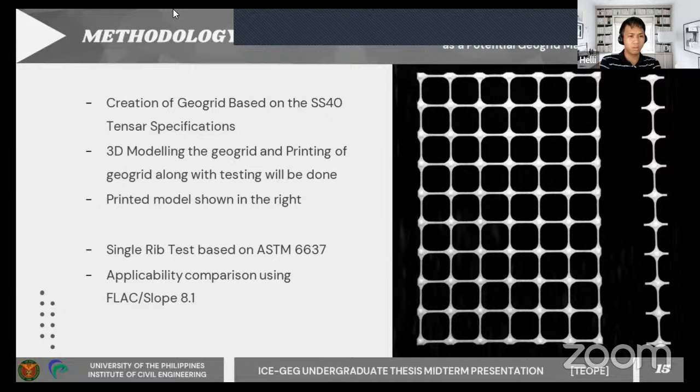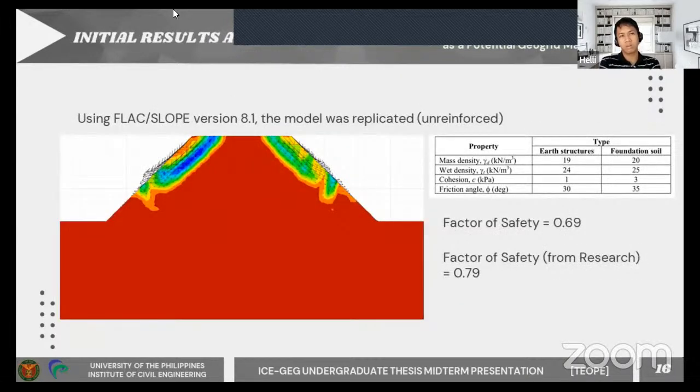Single rib tests would be utilized to obtain the tensile strength, and this would be done in accordance with the ASTM 6637 standard. Shown is the embankment taken from the research by Wulandari and Tahandra, which was replicated using FLAC version 8.1 instead of FLAC 4, which was used in their research.